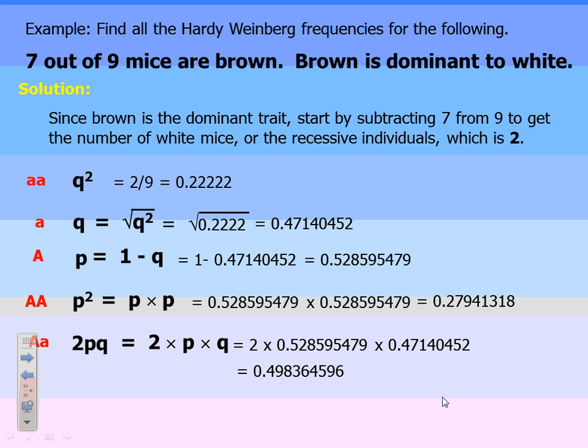Now, if we were asked one more thing, how many in the population were heterozygous, then we would do one more step. We would multiply the frequency of the heterozygous individuals by the number of individuals in the population. So we times it by 9 mice to get 4.48 mice are heterozygotes, or in other words, 4 would be our final answer because we can't have 0.48 of a mouse.